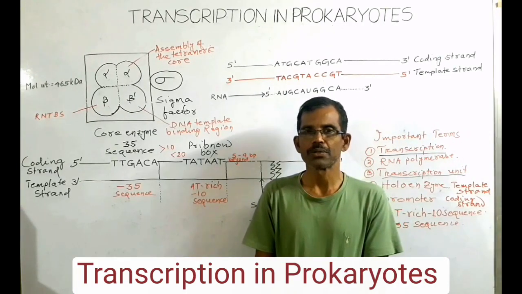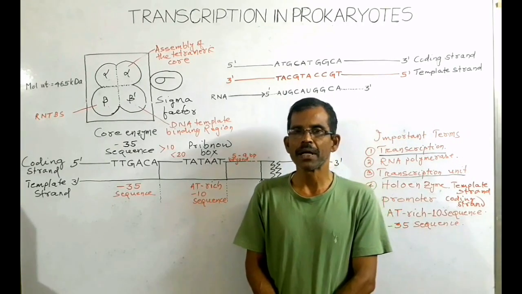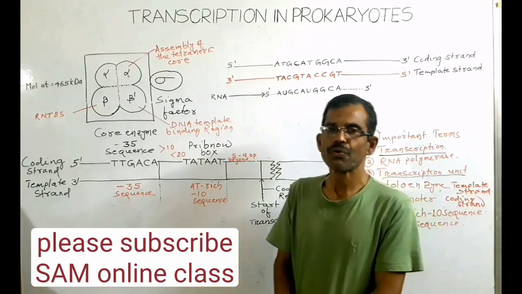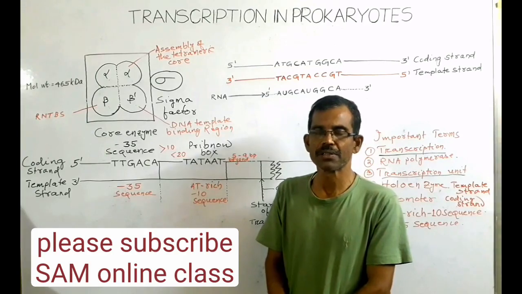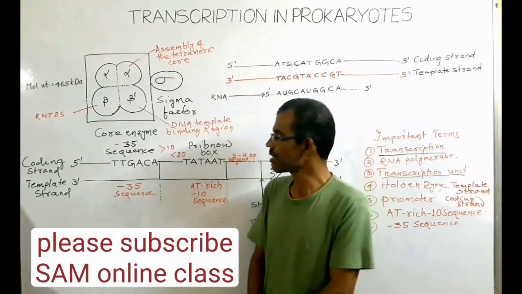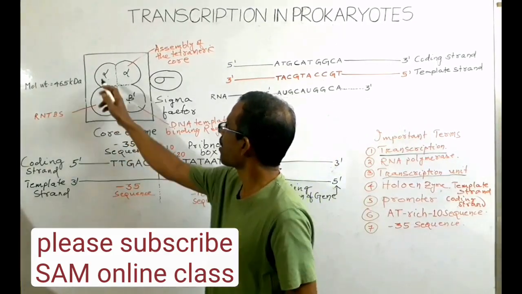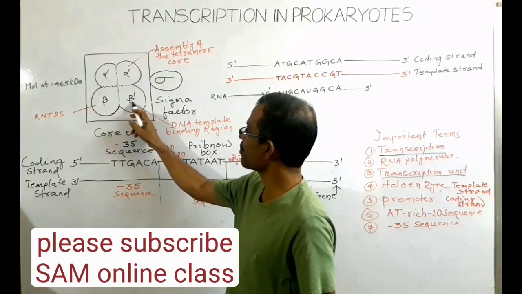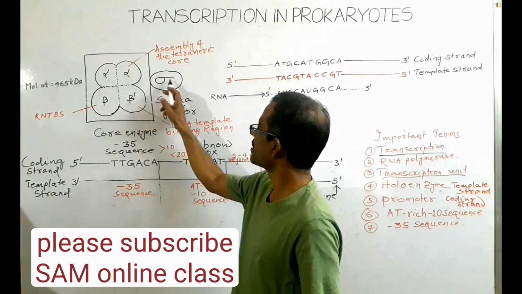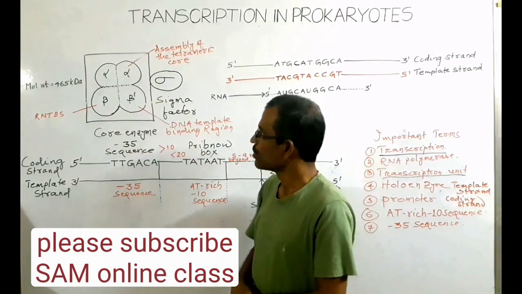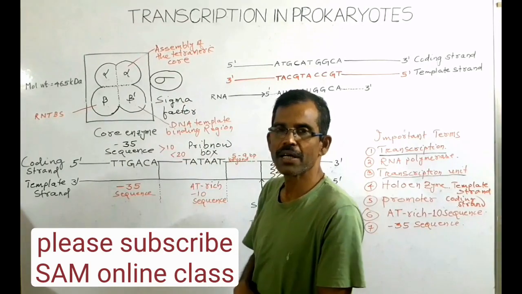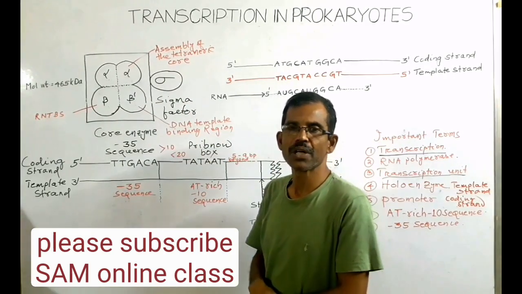In prokaryotes, DNA-dependent RNA polymerase consists of 4 distinct subunits. The 4 distinct subunits are the alpha subunit, beta subunit, beta prime subunit, and the sigma subunit. So these 4 distinct subunits together constitute the holoenzyme.